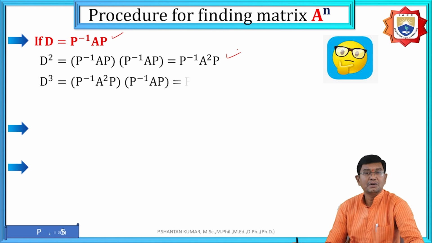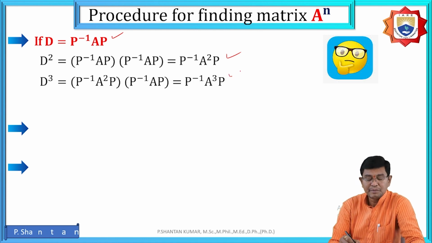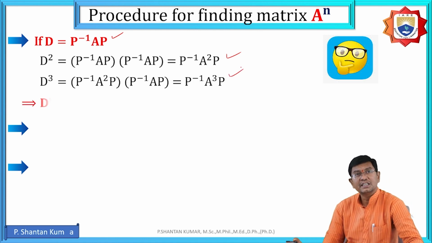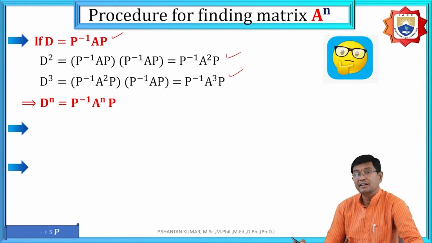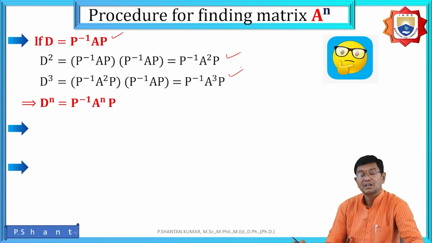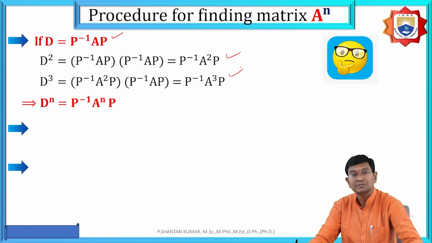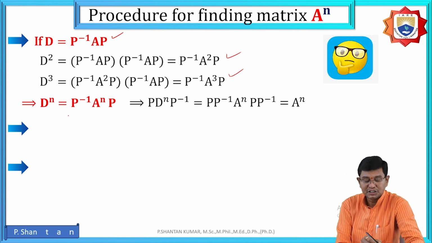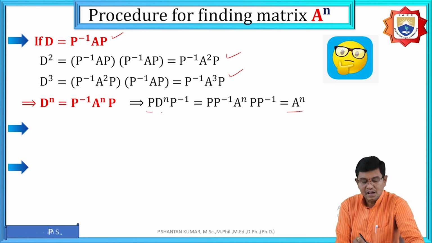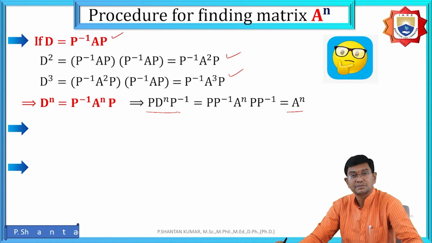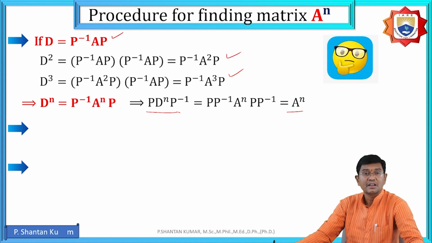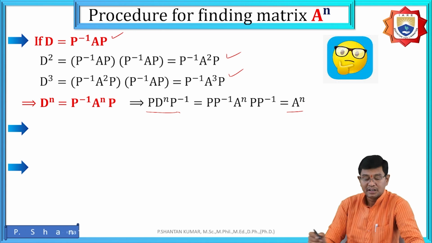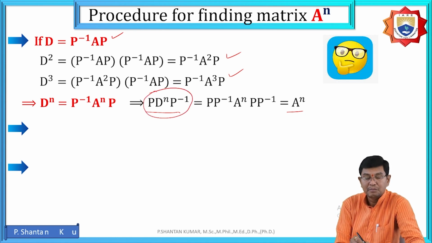Similarly, D cube is P inverse A cube P. And in general, D power n is P inverse A power n P. And from this equation, A power n is nothing but P into D power n into P inverse. That means we need to remember that D is nothing but P inverse AP, and A power n is nothing but P D power n P inverse.